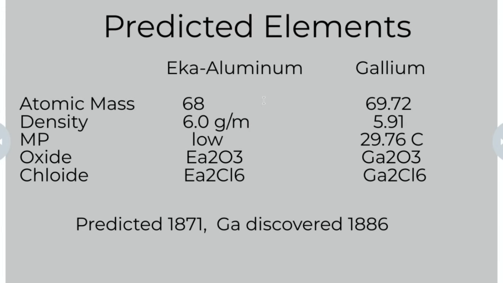He got the mass close. The density, he said 6. The density was found to be 5.91. He said the melting point would be low. And this is for a kind of metallic element, very low melting point. And he predicted what the formulas would be.